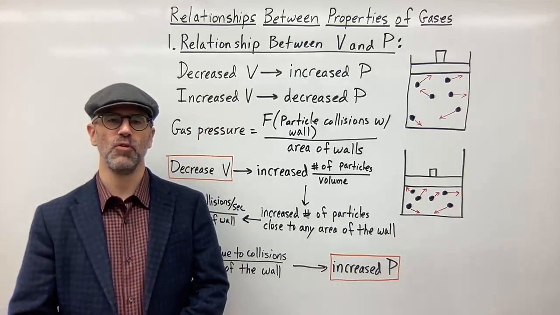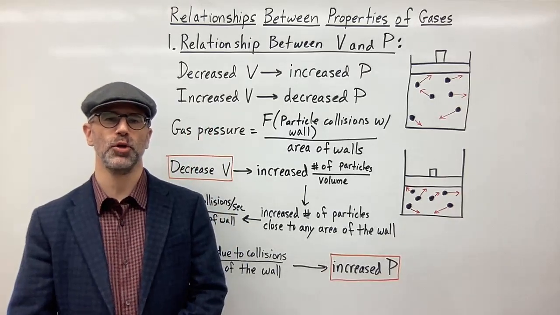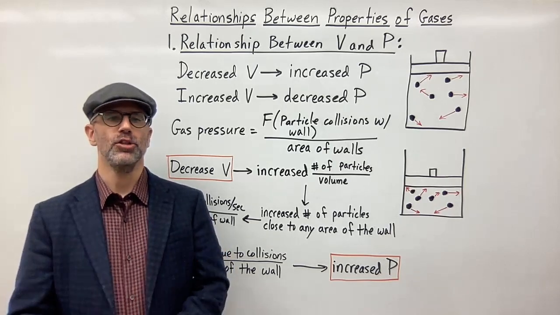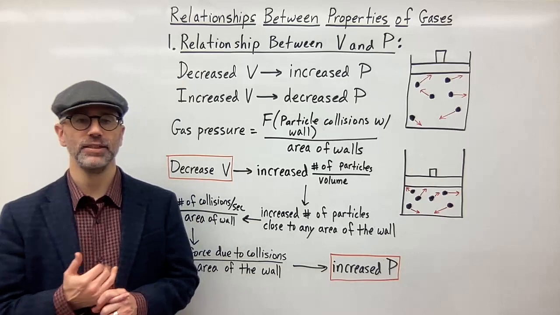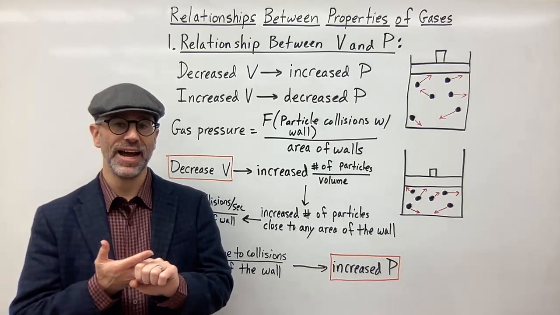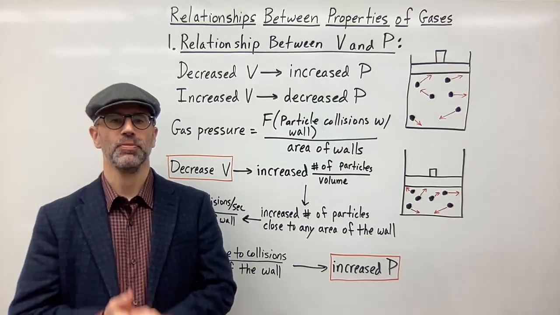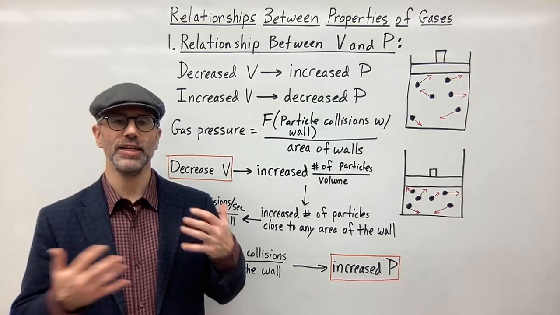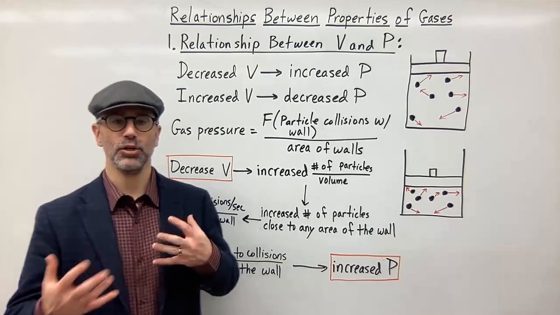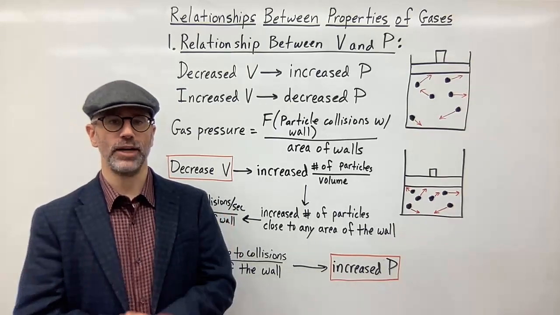My name is Mr. Cobalt, and in this video I'm going to be going over the relationships between properties of gases. So remember, there are those four properties of gases: volume, pressure, the amount of gas, as well as the temperature. I'm going to go through various relationships and how they're related to each other based on the ideal gas model. Okay, so let's get into this.